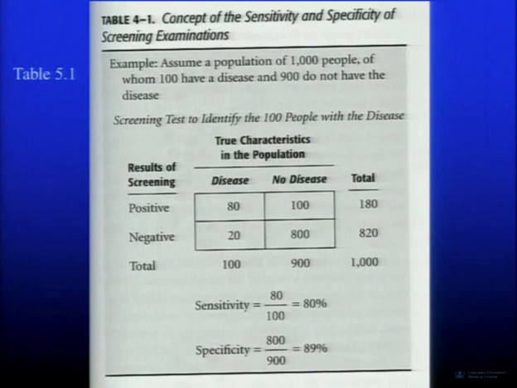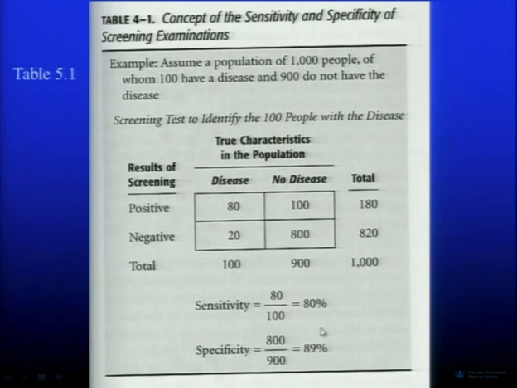So here is the sensitivity and specificity in a screening example. So here you had 100 people that actually had the disease, 900 that didn't, and you had a screening test. And if we want to look at the sensitivity, you're talking about the ability to correctly identify those with disease out of all the people that have disease. So the sensitivity here is 80%.